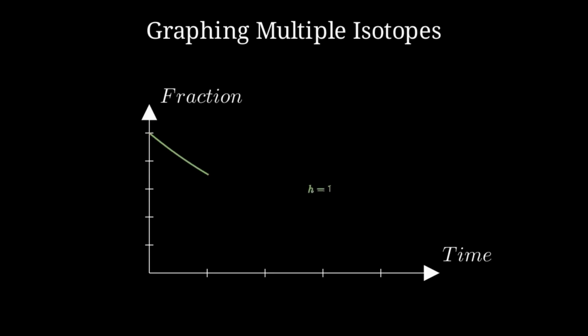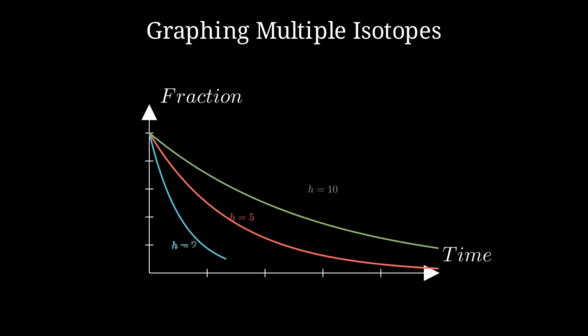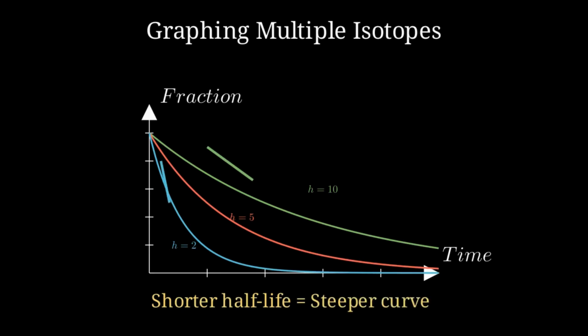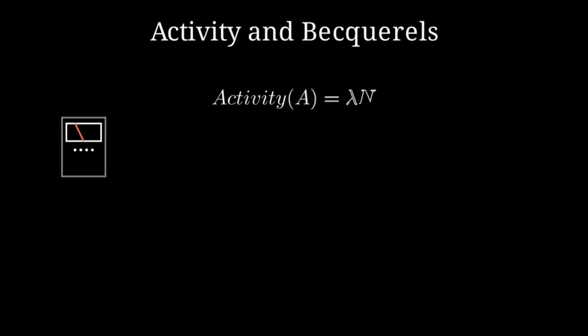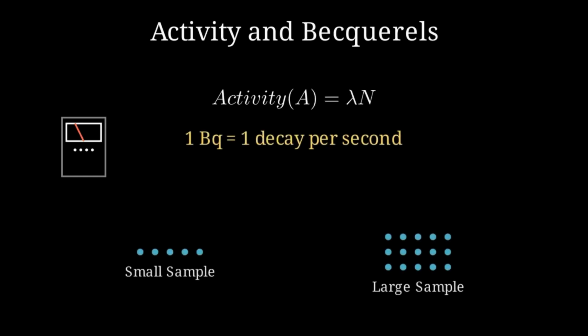Different isotopes decay at vastly different rates. On a graph, a substance with a short half-life will show a very steep drop-off, while a substance with a long half-life, like uranium-238, will appear almost as a flat line over human timescales. The rate of decay is called activity, measured in becquerels. Activity is directly proportional to the number of atoms present. As the number of atoms decreases over time, the radiation emitted by the sample also decreases following the same exponential curve.